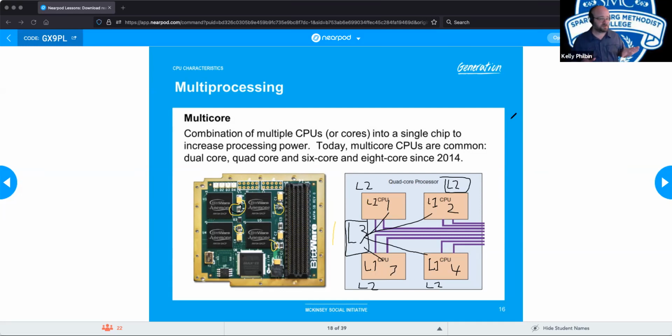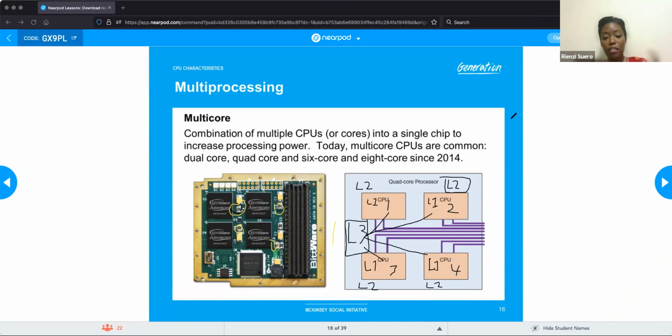Any questions so far? Yes, Renzi. I thought you said that L1 was the fastest, but did you say that L3 was? I feel like I'm confused about L1 and L3 being, which one's the fastest?